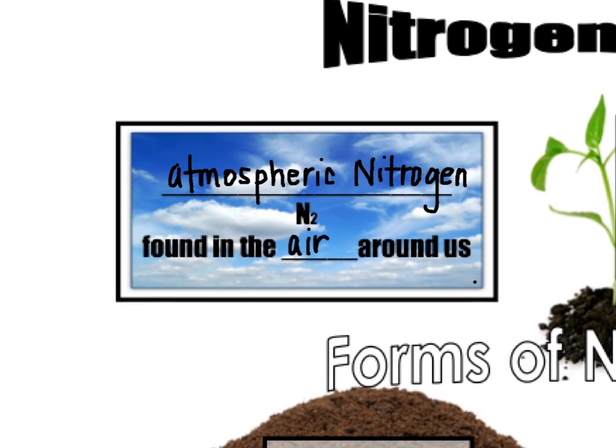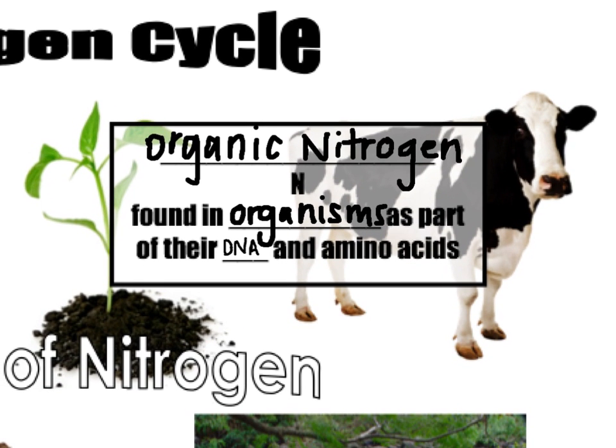The first one is atmospheric nitrogen, and that is a molecule that's written as N2. That's two nitrogens that are bonded together, and it's found in the air, so the air we breathe has nitrogen in it. The second form of nitrogen is organic nitrogen, which is found in plants and animals, any kind of organism, and it's found in their DNA and in their amino acids, which make up the proteins inside their body and their muscles. And it's just written as N for nitrogen.